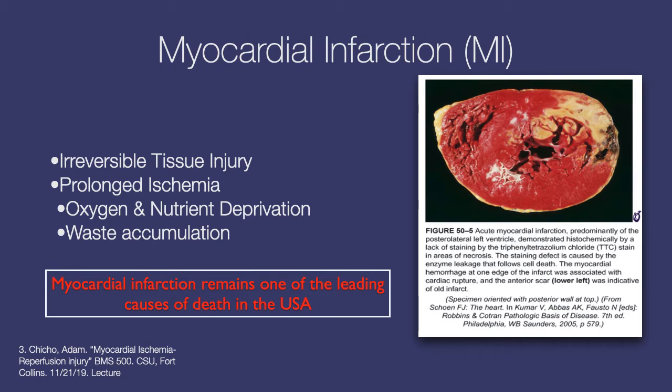In this image, you can see two infarcts. One is on the upper right-hand side where there's necrotic tissue. This was actually a lethal cardiac rupture. However, there was a previous infarct that you can see on the middle part of the heart, and this is indicative of an old infarct.